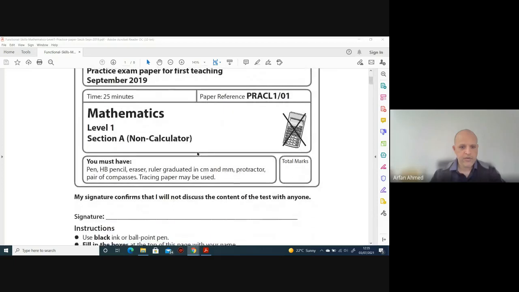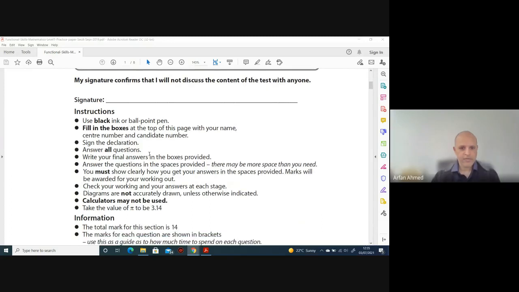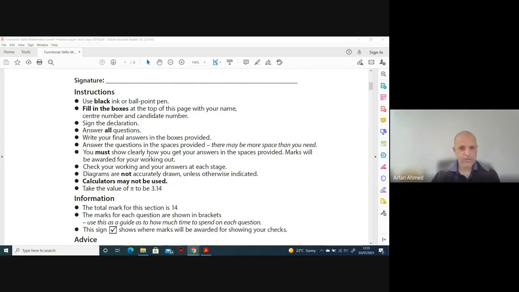Non-calculator, 25 minutes. Just make sure, when you start the exam, do read the instructions first. I know it's obvious, but you have to use a black ink or ballpoint pen. Fill in the boxes with your name. When you do the exam, they'll go through all these details anyway. They'll provide everything. All you need to bring is a mask, your ID, and obviously yourself, and that's it. Everything else will be provided for you. So let's do this one.